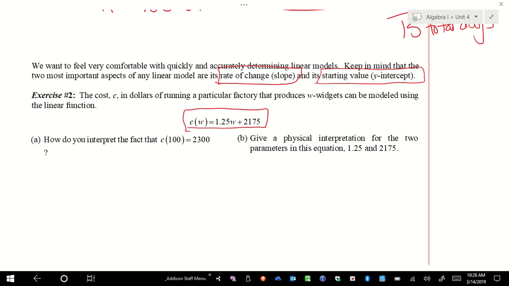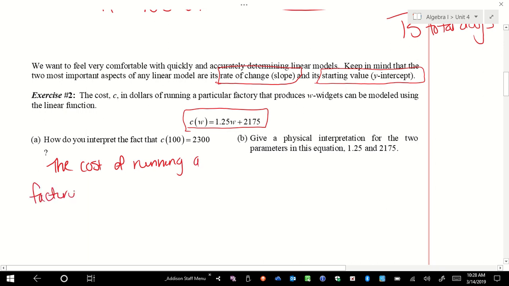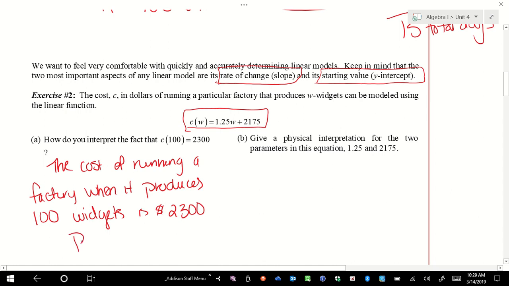Something close to this would be correct. It says the cost of running a factory when it produces 100 widgets is 2,300 per day.